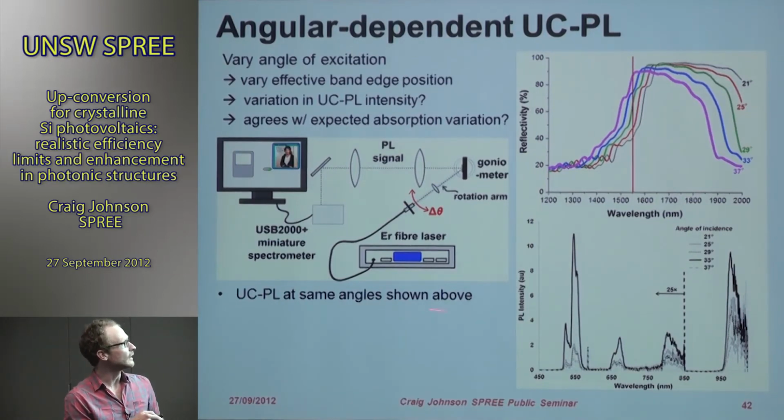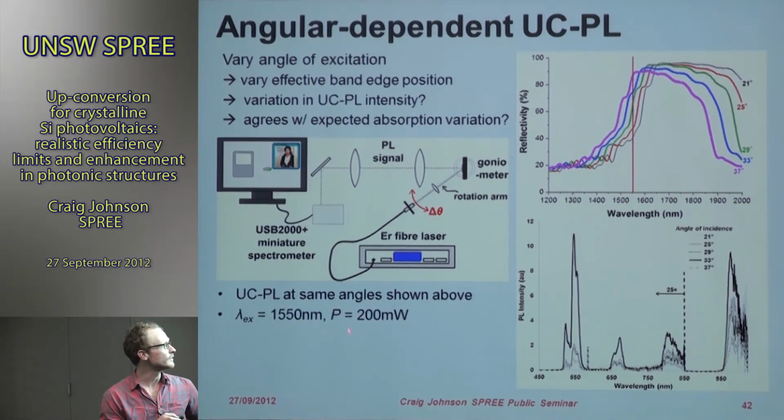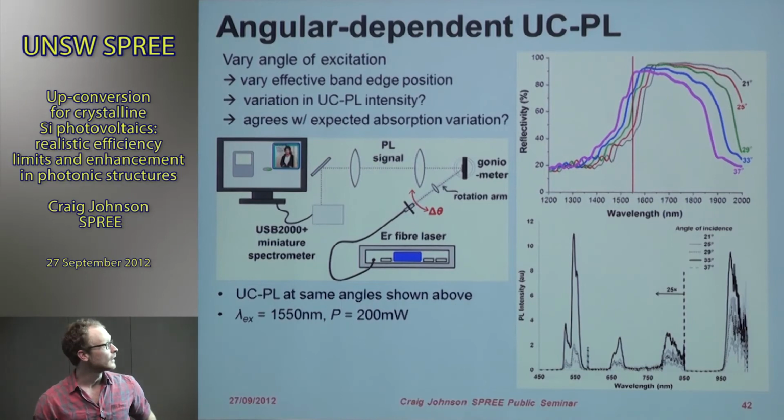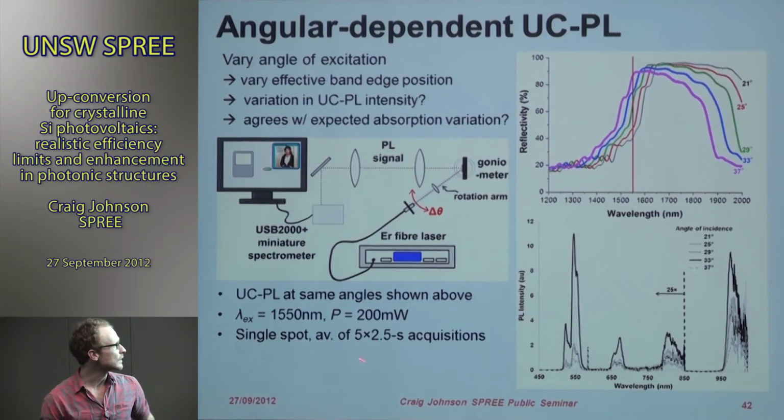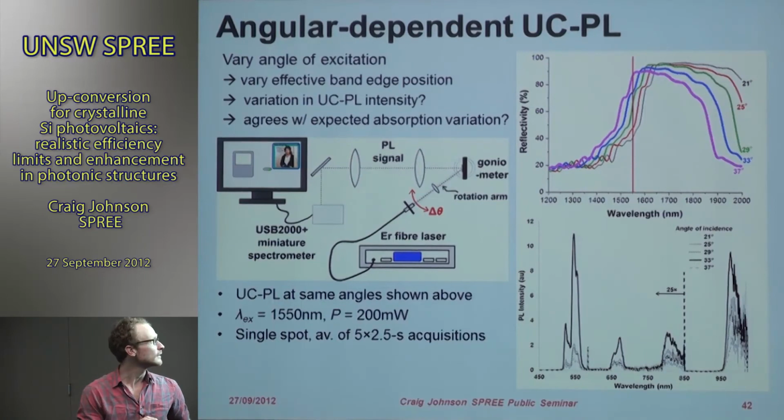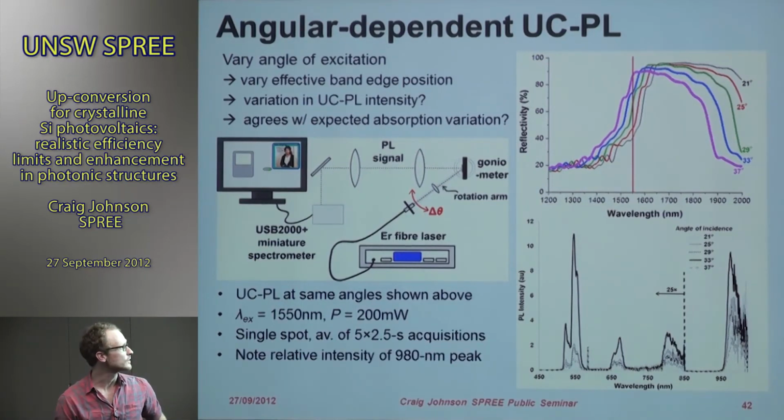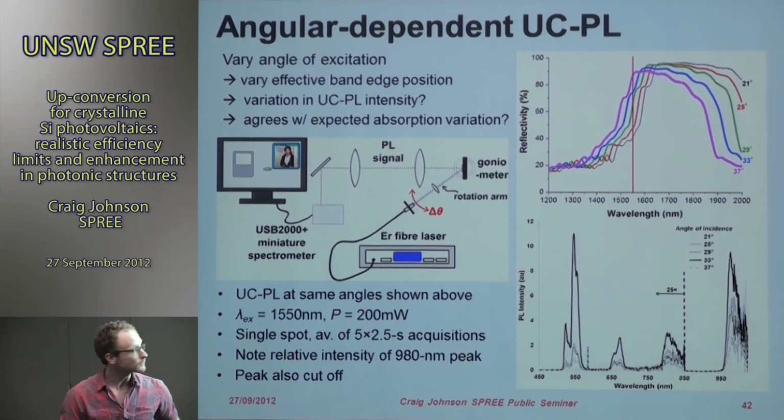So we carried out upconversion photoluminescence at these angles to correspond to this reflectivity diagram, and got a whole range of spectra like this. Excitation again at 1550 and at about 200 milliwatts in order to get anything out of these samples. Again, note the difference in intensity between the 980 nanometer peak and these others. It's a single spot, an average of 5 2.5 second acquisitions. The peak's also a bit cut off there at the end.